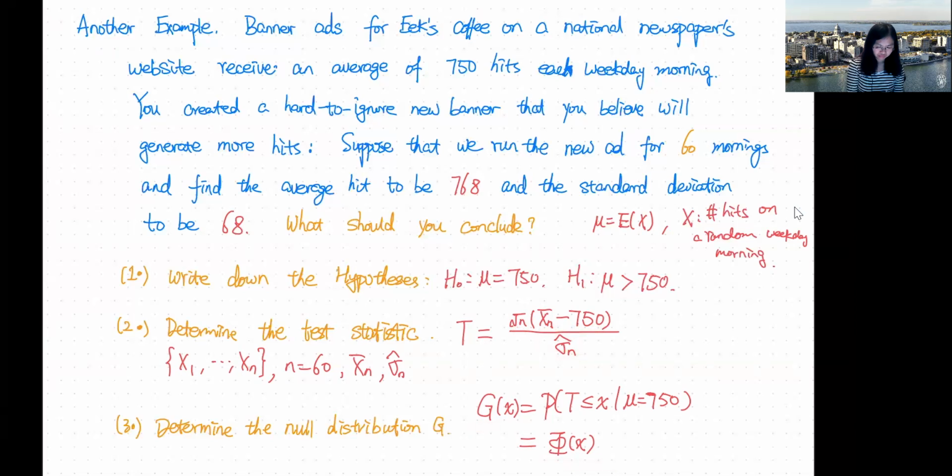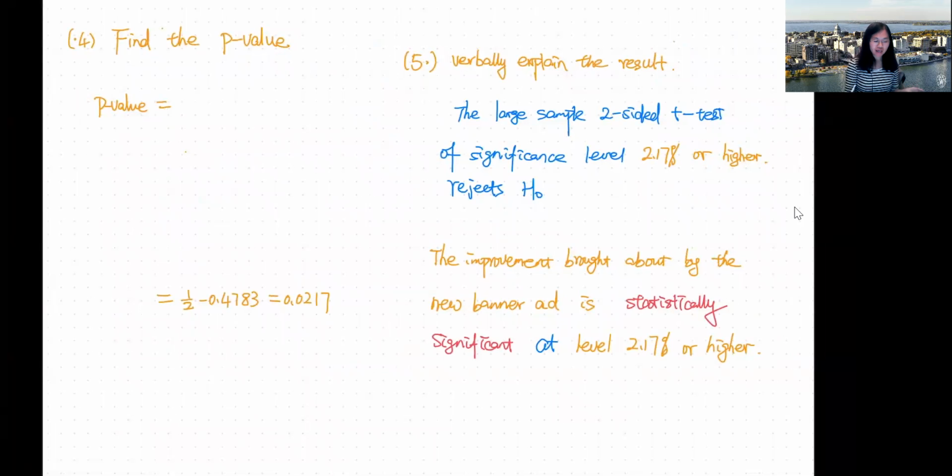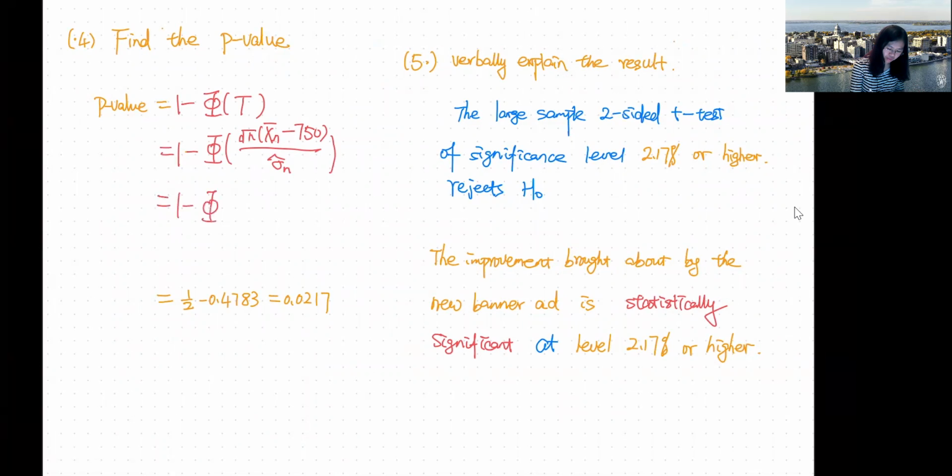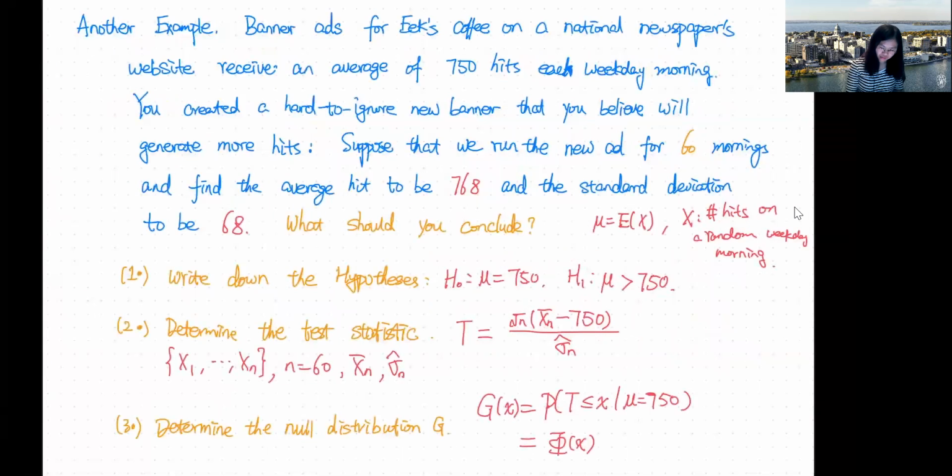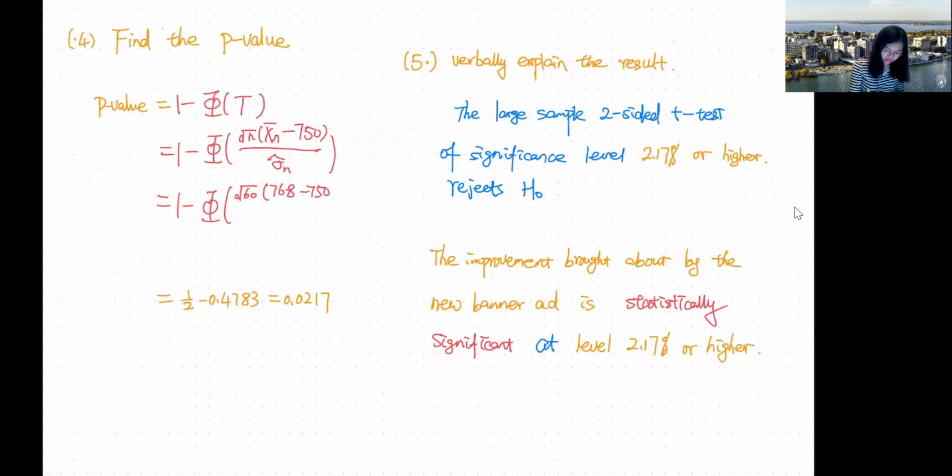And now try to find the p-value. The p-value is simple. It's just 1 minus G, which is phi of x, evaluated at t. Then that is 1 minus phi of square root n times (X n bar minus 750) divided by sigma n hat. And that is 1 minus phi of square root of 60 times (X n bar, which is 768, I think, minus 750) divided by 68.